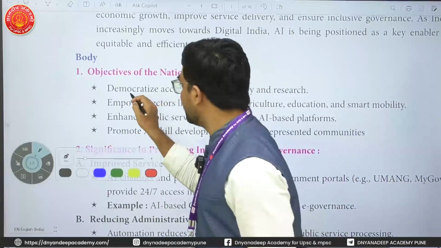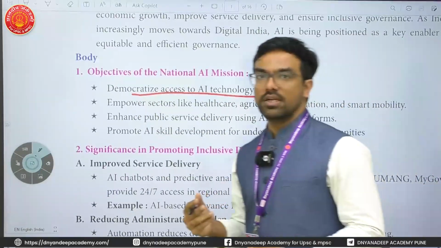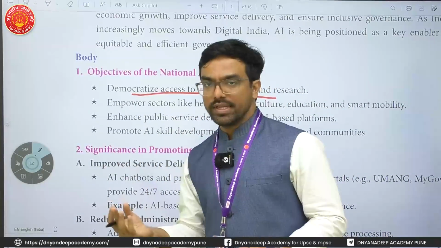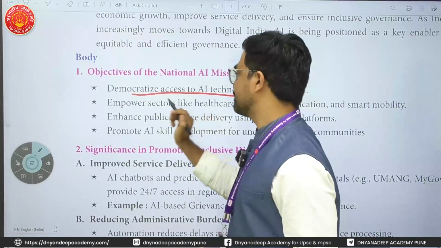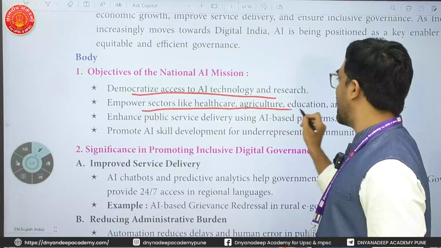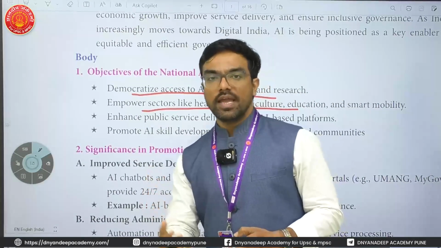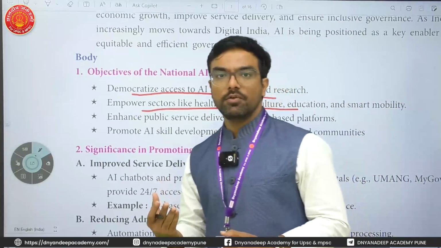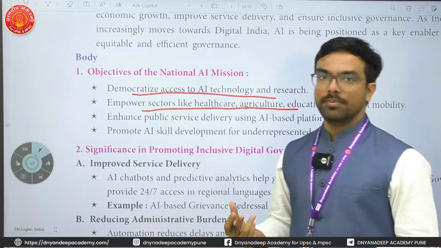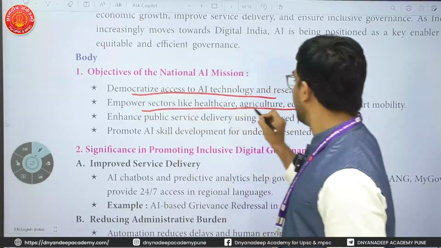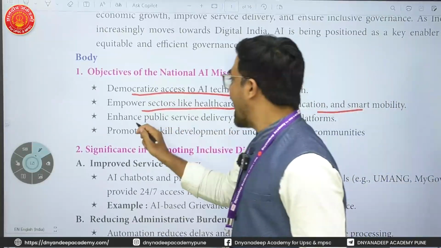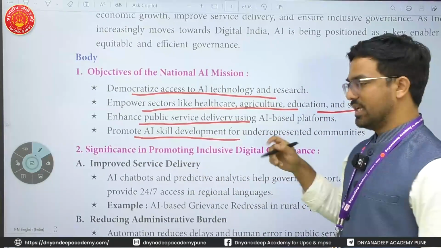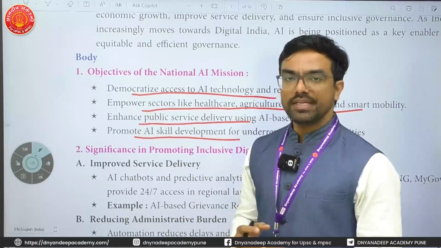It democratizes access to AI technology and research. It ensures that AI is accessible to people in remote areas also. It empowers sectors like healthcare, agriculture, education. We have seen that AI is increasingly being used in agriculture, deciding when to sow and when to reap the crop. So in agriculture, education, and smart mobility, it enhances public service delivery using AI-based platforms and promotes AI skill development. So these are the features of the National AI Mission.